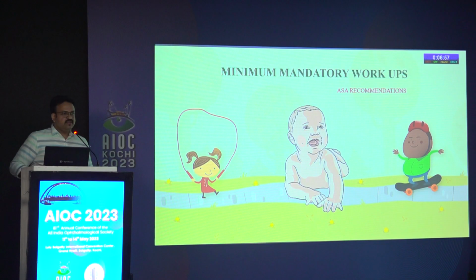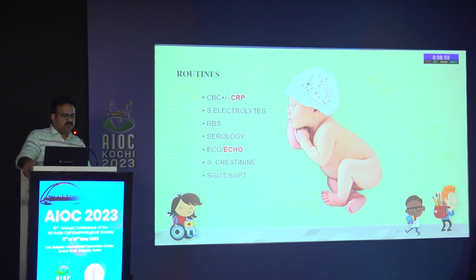Now, what are the ASA recommended, the American Society of Anesthesiologists recommended minimum mandatory workups? These workups we do for our kids, and most of these kids are post-sepsis survivors. So it's prudent to check the CRP level along with the CBC when you see these patients, especially when they have some signs of infection like fever, tachypnea or tachycardia. And we do an echo when we suspect a syndromic association which can present with a cardiac lesion.